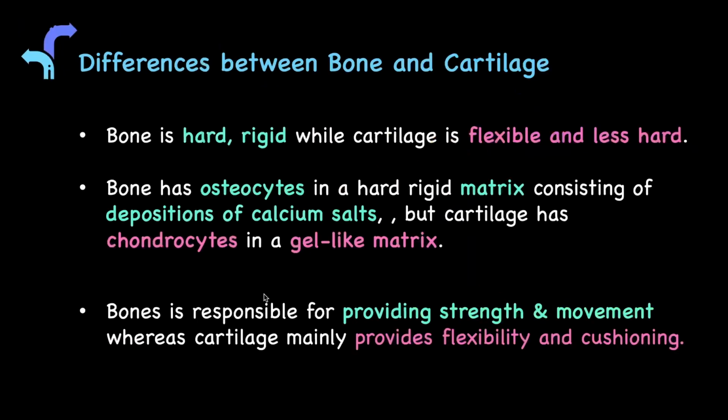So, broadly, when you look at bones and cartilage, we see that they both help in providing structural support, but bones are hard and rigid, while cartilage is flexible and relatively less rigid. Bones have osteocytes present in a hard matrix that has depositions of calcium salts, while chondrocytes make up the cartilage, where they are found in a gel-like matrix. Now, bones are responsible for providing strength and movement, while cartilage mainly provides flexibility and cushioning. So, with this, I hope that the concepts related to bones and cartilage are now clear to you.